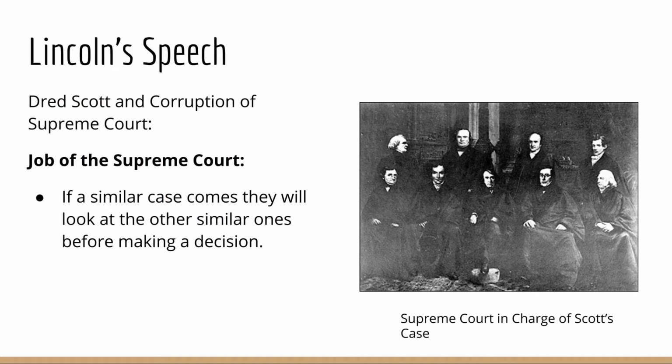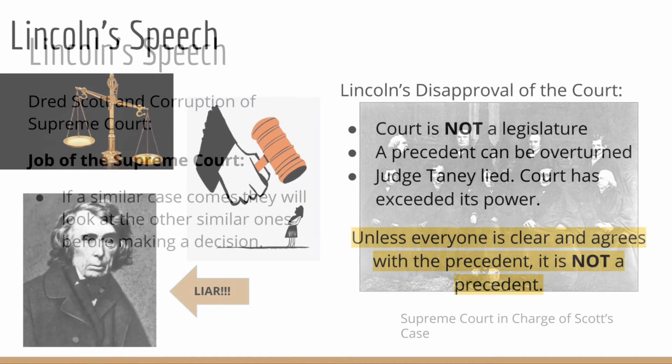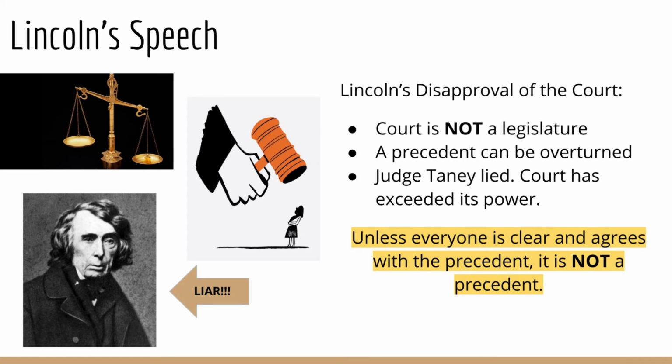Lincoln made a point to mention the job of the Supreme Court. The job of the court was to look at similar cases and compare them to ones that come in. Lincoln had a deep disapproval for the court and their decision. He disapproved of the following things. 1. The court acted like a legislator. The court had no power to do that. The court was supposed to look at the past and not the future. 2. The court thought the precedent could not be overturned.